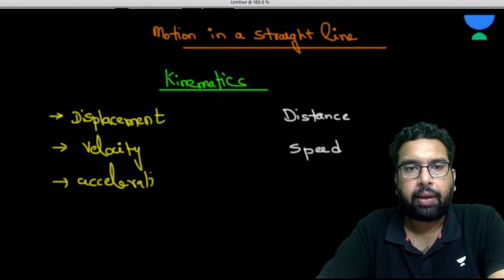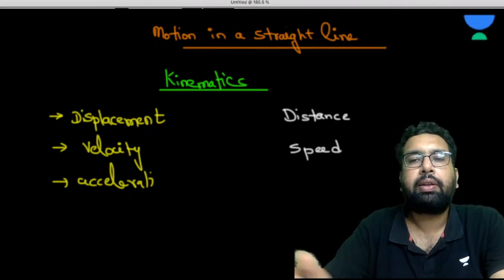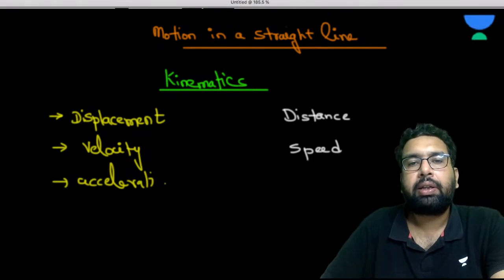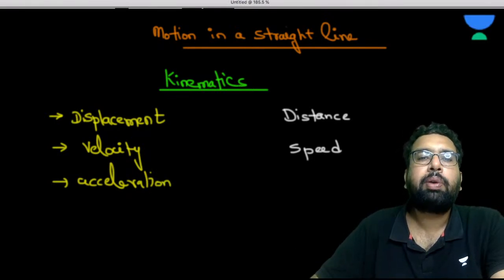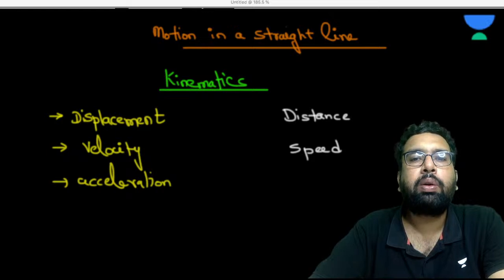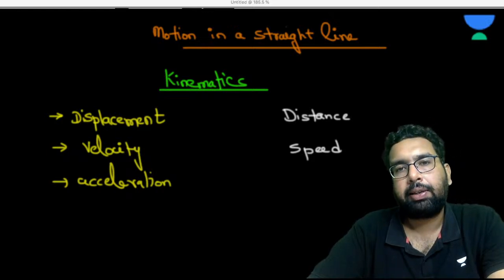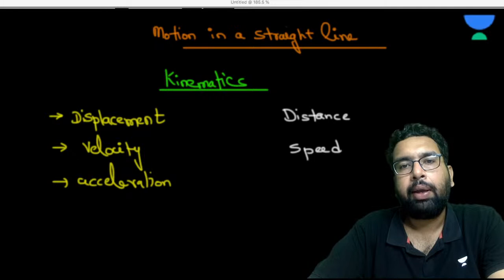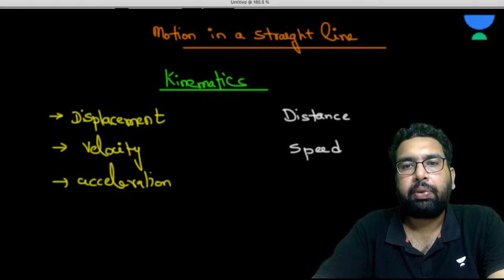Okay. So as I was saying, in kinematics these are the things that we need to take care of: distance, velocity, acceleration, distance, and speed. In this chapter, we are going to talk about all these things. So first of all, let's take up distance and displacement.